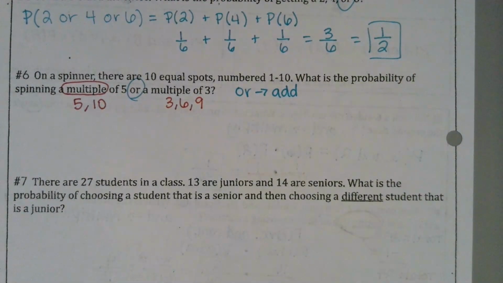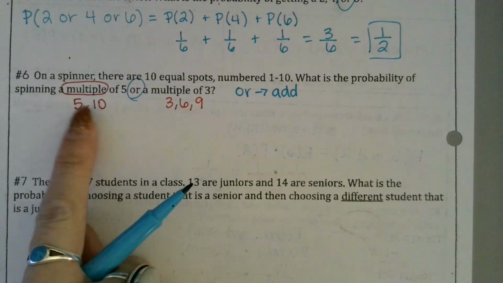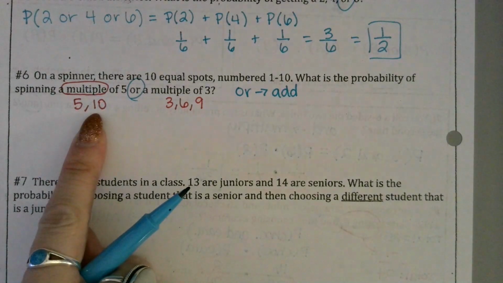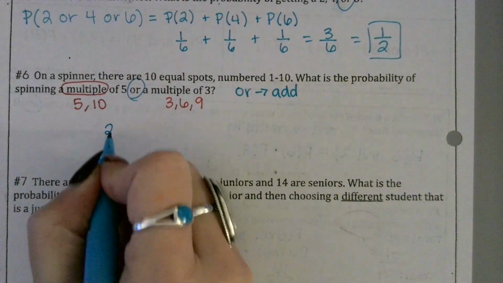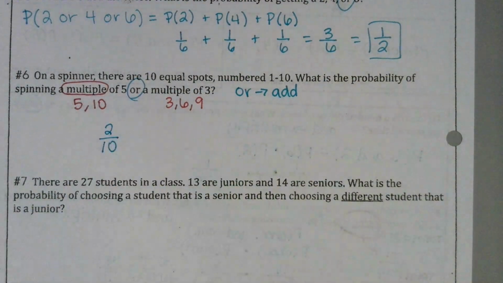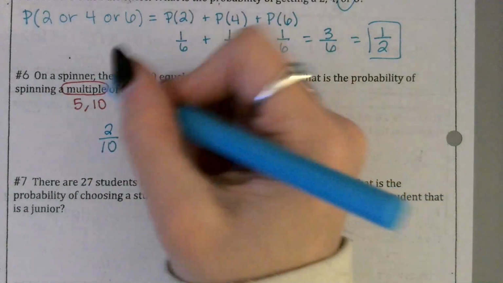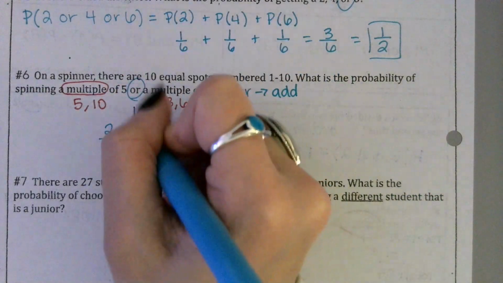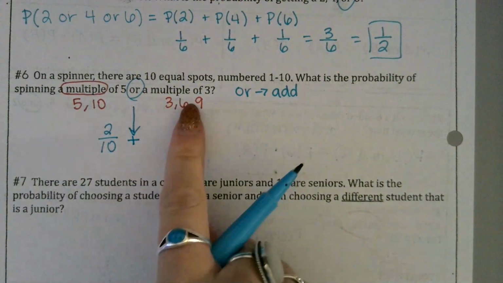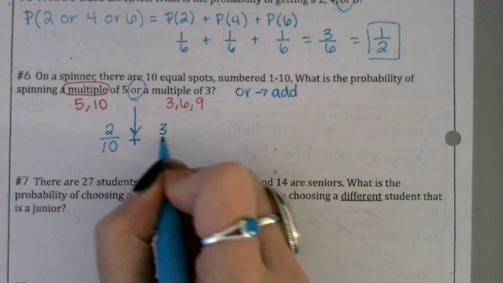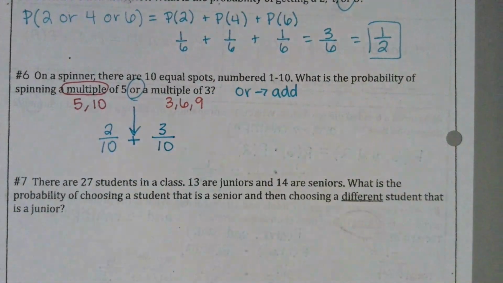So, how many multiples of 10 are on my spinner out of the total? How many multiples of 10 are there? Multiples of 5. I misspoke. There are 2 multiples of 5 out of the 10. That's my first probability. Or 3 multiples of 3 out of 10.